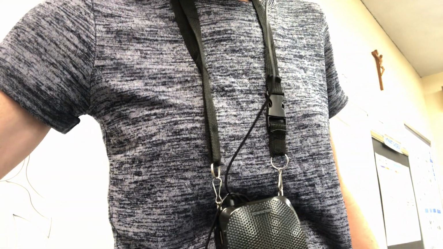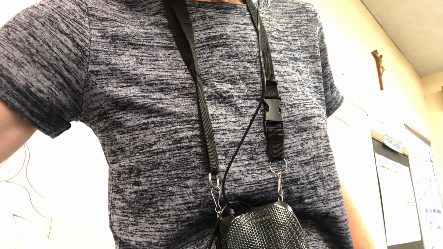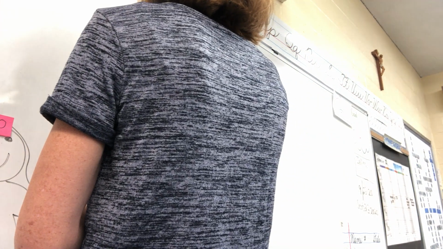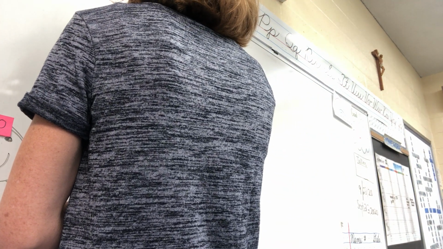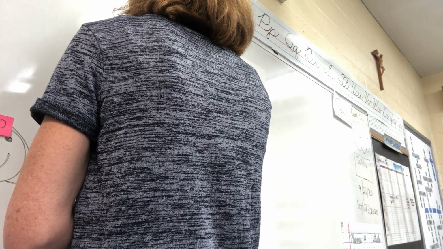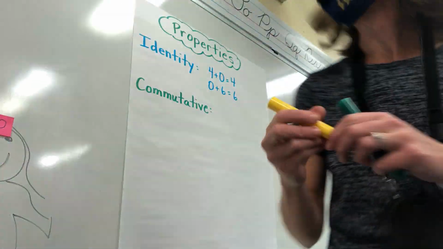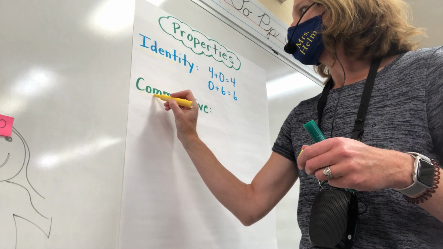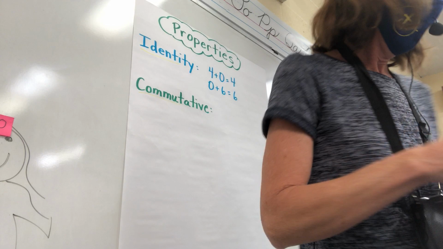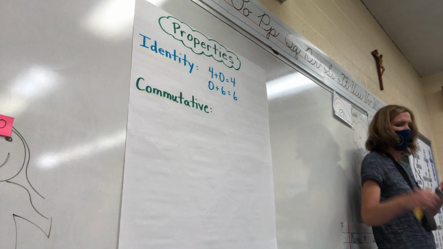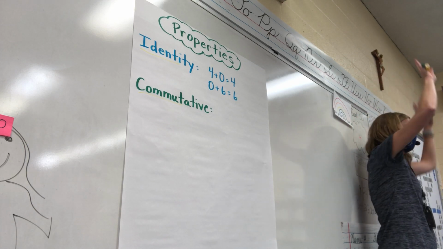Okay, ready? The next one, Liam knows this one because he did it with me. The next property was the commutative. Do we hear that word commute in there? For identity, we kind of hear identify. And for commutative, we hear commute. Liam commuted from school to home. He moved from one place to another.